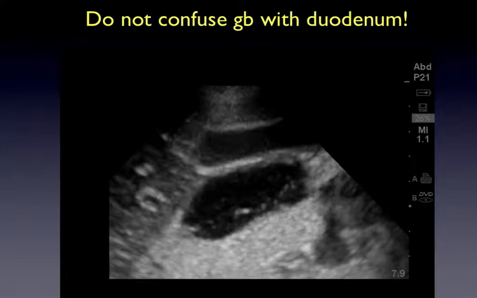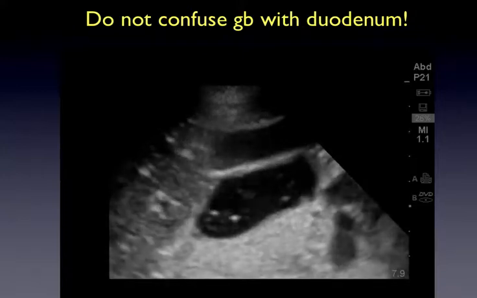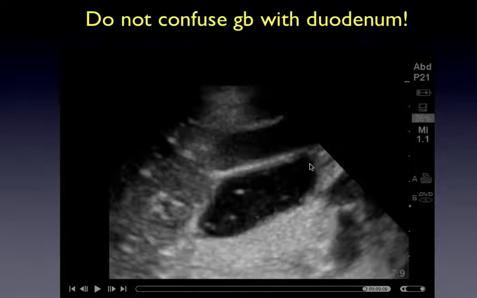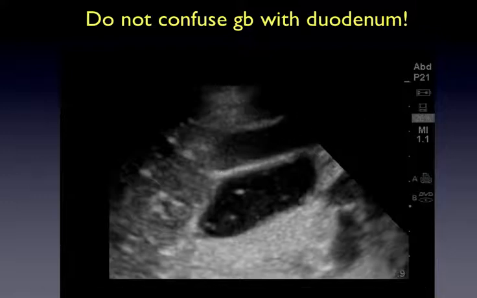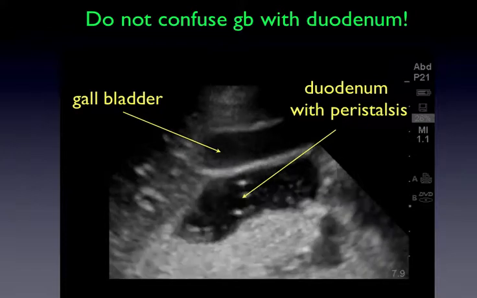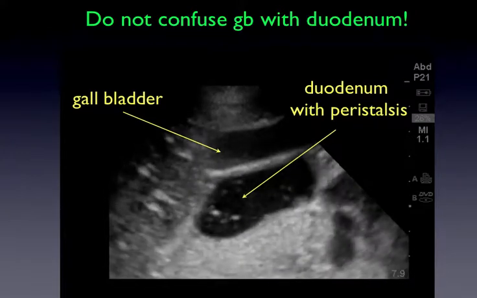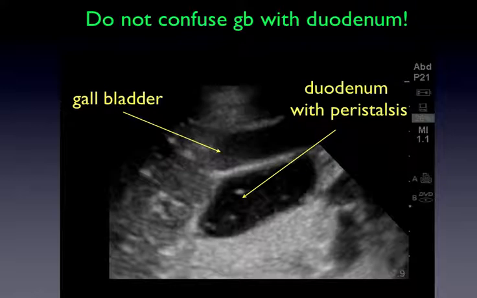So this is a pretty good slide, which is unusual to find actually, a clip like this. Usually you don't see the duodenum so swollen here, but here's the duodenum posterior to the gallbladder over here. And you can see that there's peristalsis within the duodenum. So if you're not sure if you're looking at the duodenum or the gallbladder, look for the peristalsis.